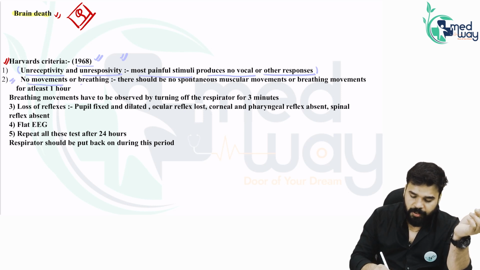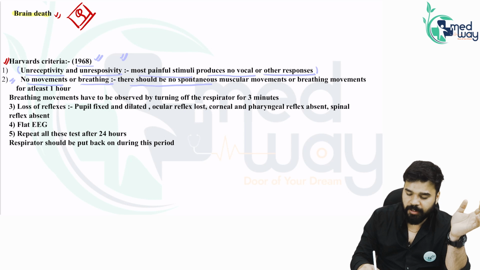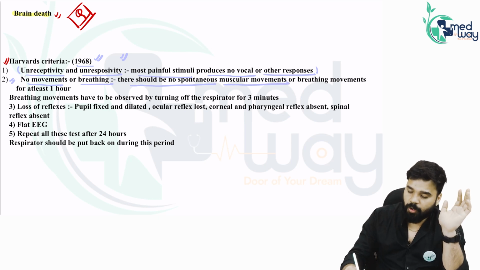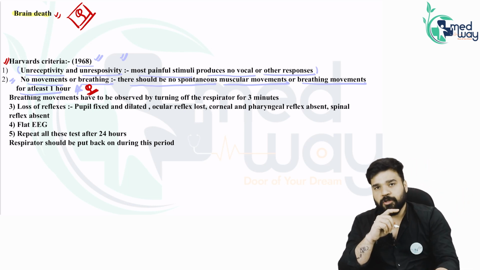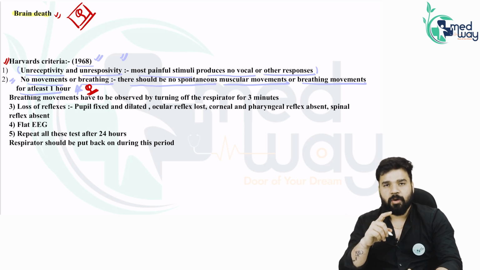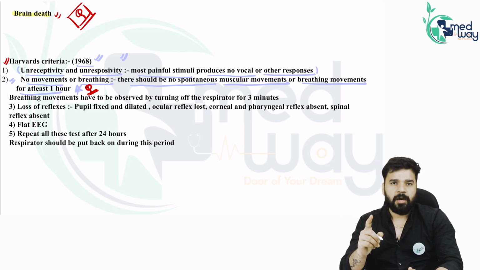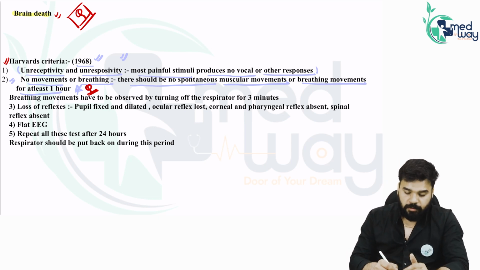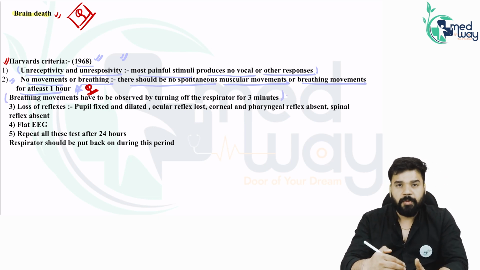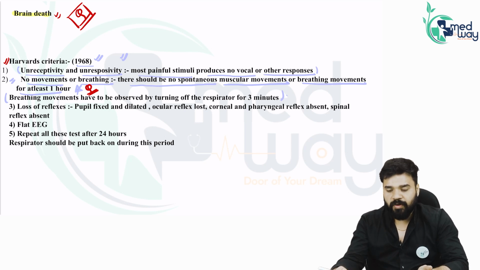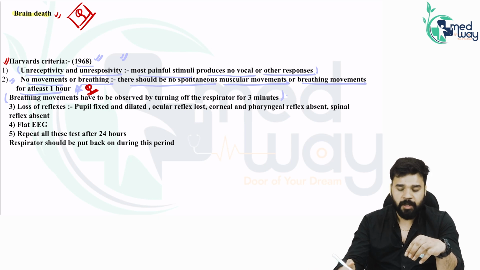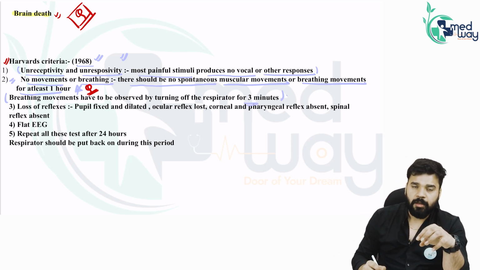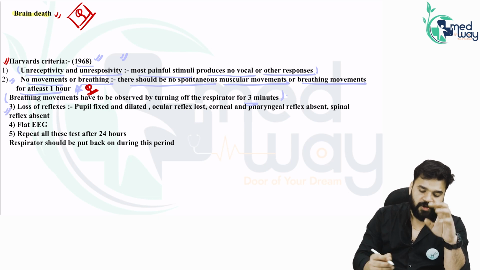Now, what is the second point? No movements or breathing. There should be no spontaneous muscular movements or breathing movements for at least 1 hour. This is a very important point. So, there should be no movements of any muscles or breathing for at least 1 hour. Now, one more important point, breathing movements. If the person is on ventilator or respirator, we have to observe breathing movement by turning off the respirator for 3 minutes.